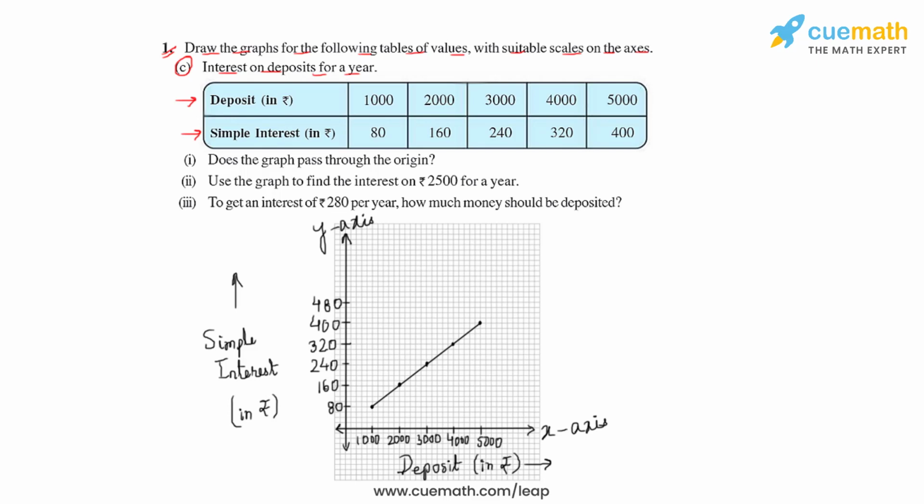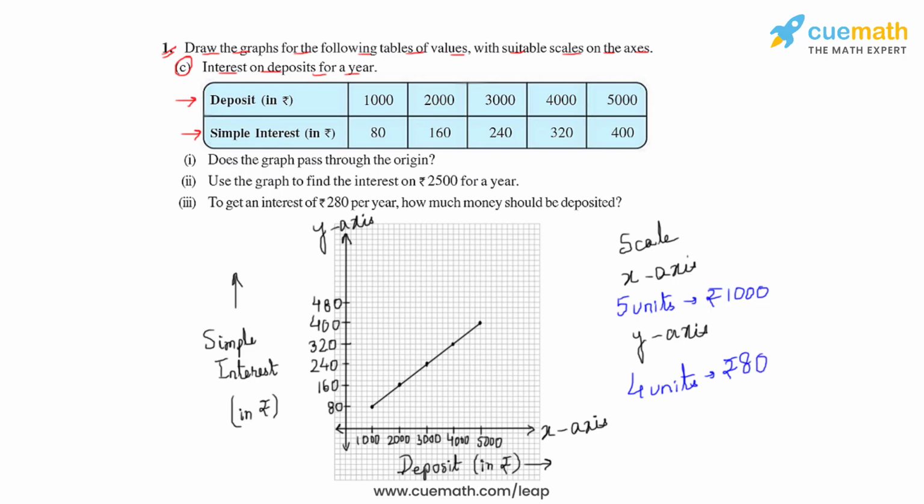So let us first take the scale of the axis. For the x-axis, we see that we have taken 5 units on the x-axis, which represents 1,000 rupees in deposit. So 5 units represents 1,000 rupees. And on the y-axis, we see that we have taken 4 units, which represents 80 rupees of simple interest.